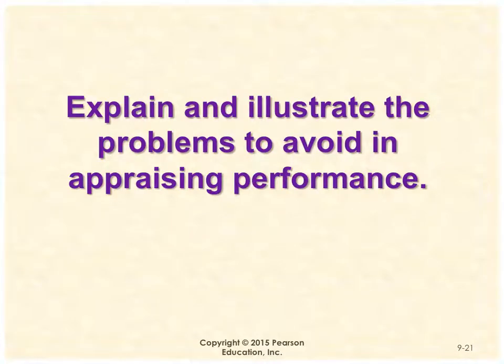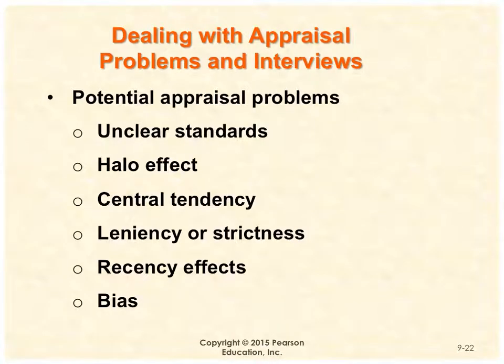Alright, explain and illustrate the problems to avoid when appraising performance. One of the biggest things to remember whenever we're doing performance appraisals is we are all human. So we need to make sure that we avoid some of the problems and make sure that we're doing things fairly. Potential problems whenever we're doing appraisal. The first one is simply unclear standards. If the employee does not know what they are trying to achieve, more than likely they're never going to achieve it.